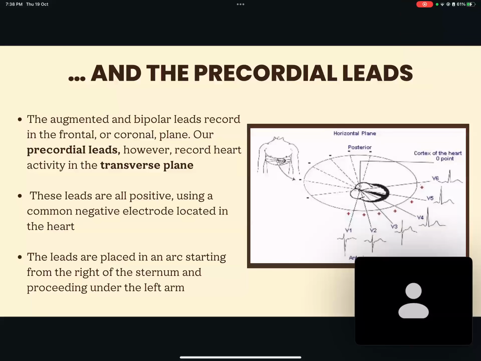So at V1, we're going to call these leads V, by the way, V1 through 6. V1 on the right of the sternum, V2, V3, V4, V5, and V6. They record heart activity through the heart.